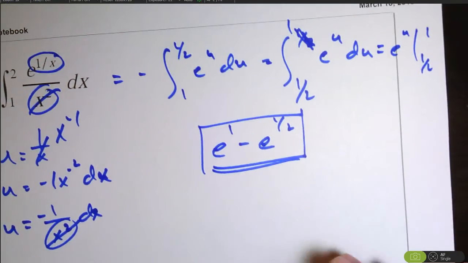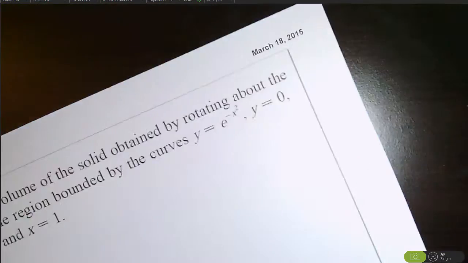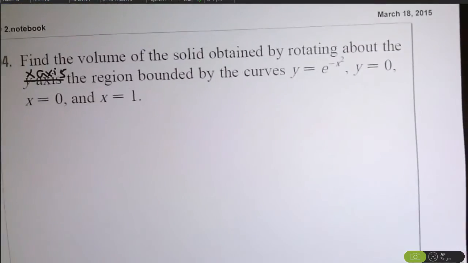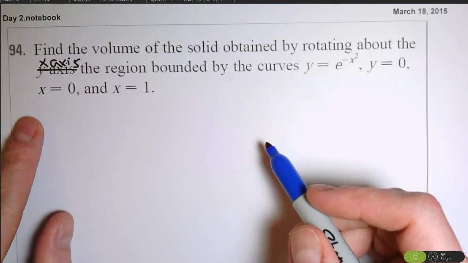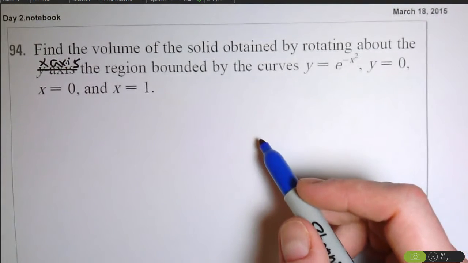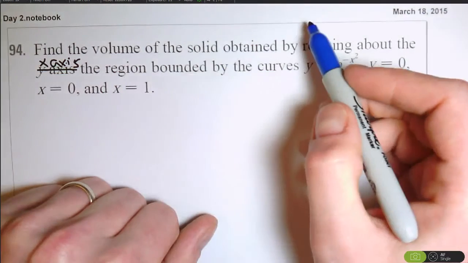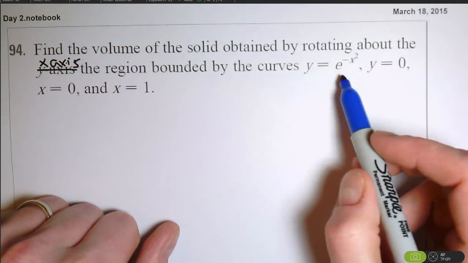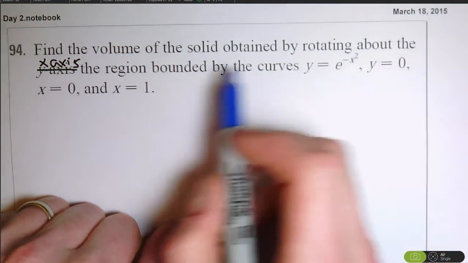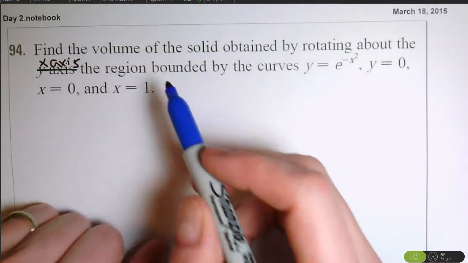Okay. All right, last example I want to do here then. I switched this because if we do the y-axis, we have to do something called the shell method, which we have not learned yet. So number 94, we're going to find the volume of the solid obtained by rotating about the x-axis the region bounded by the curves y equals e to the negative x squared, y equals 0, x equals 0, x equals 1.